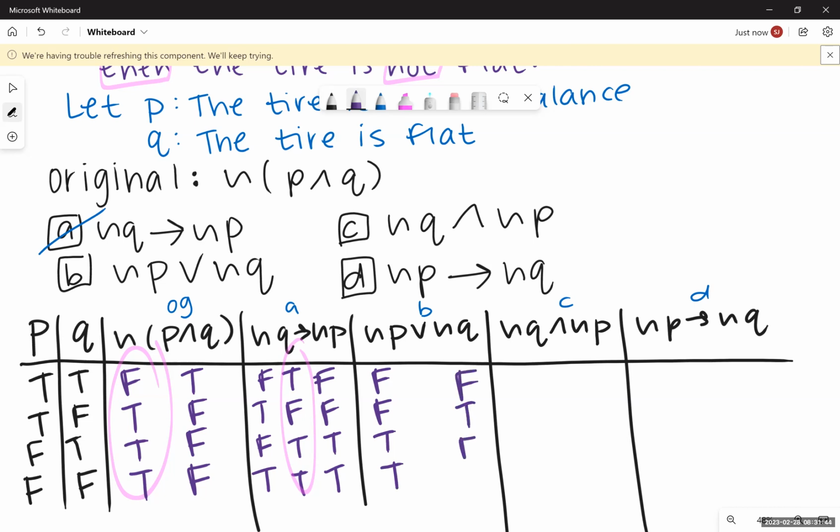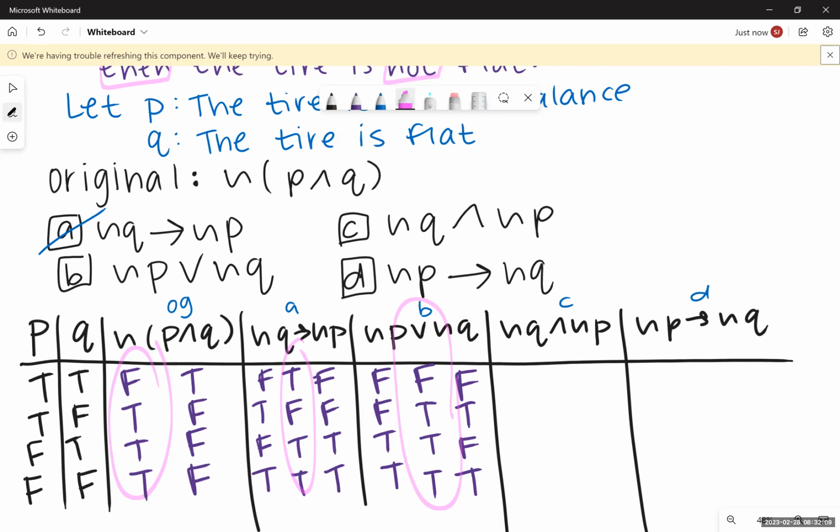which is F, T, F, T. And now we're going to do an or, which is either or. So is F or F true? No. F or T? Yes. T or F? Yes. T or F? I'm sorry. T or T? Yes. And then what do you notice right here? That one ends up being equivalent.